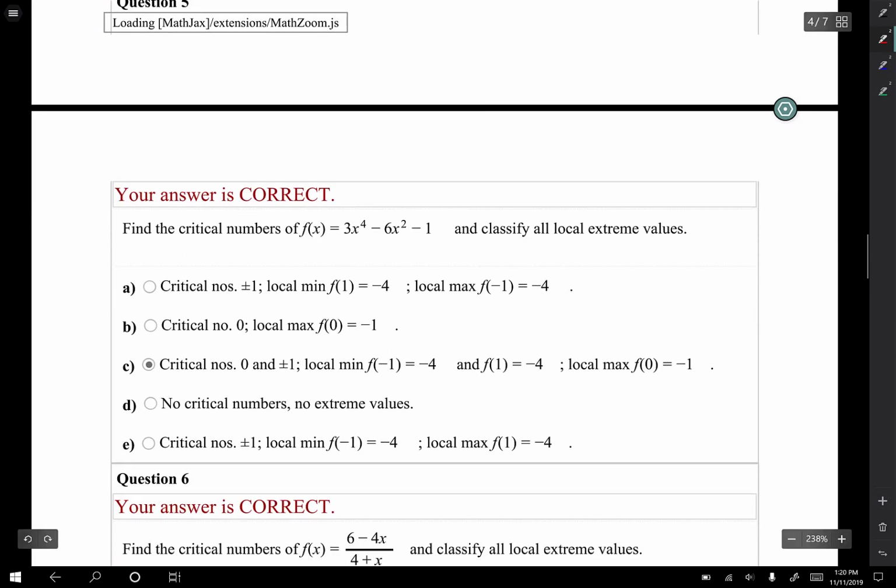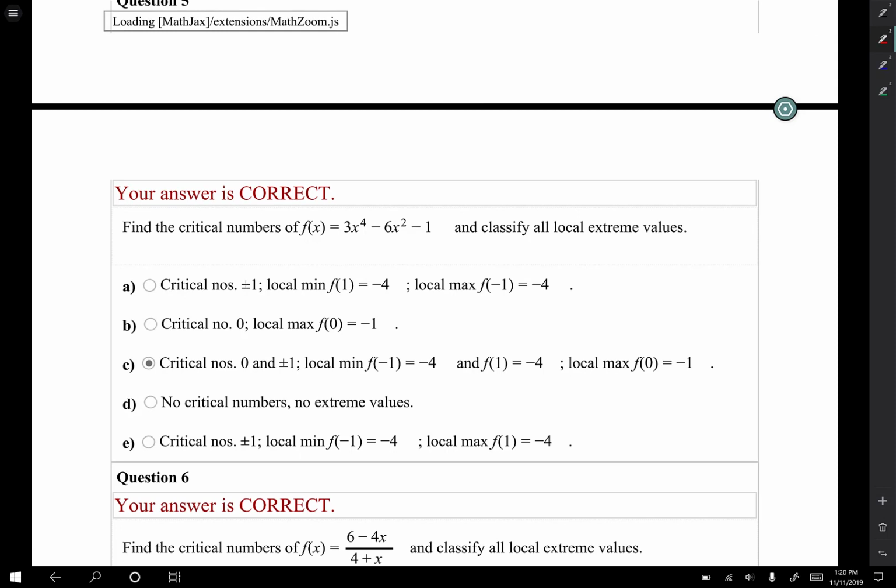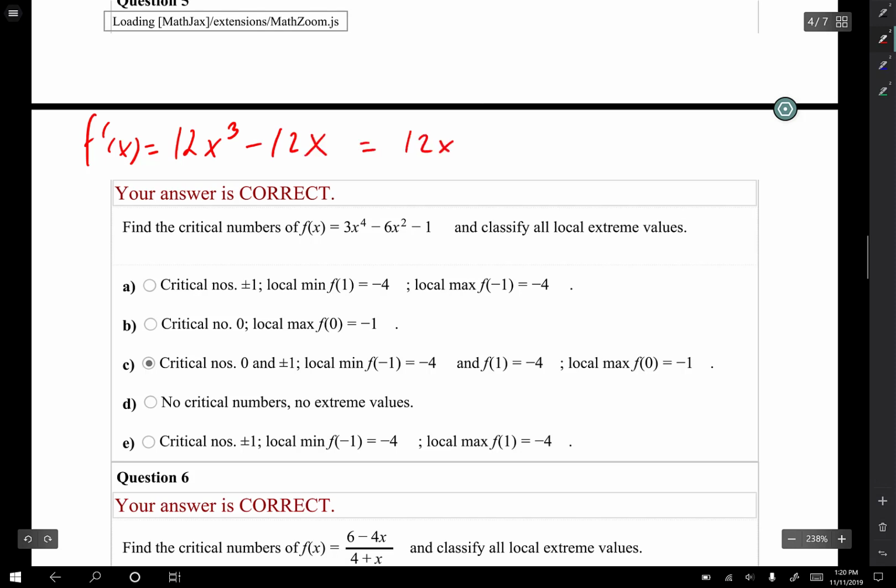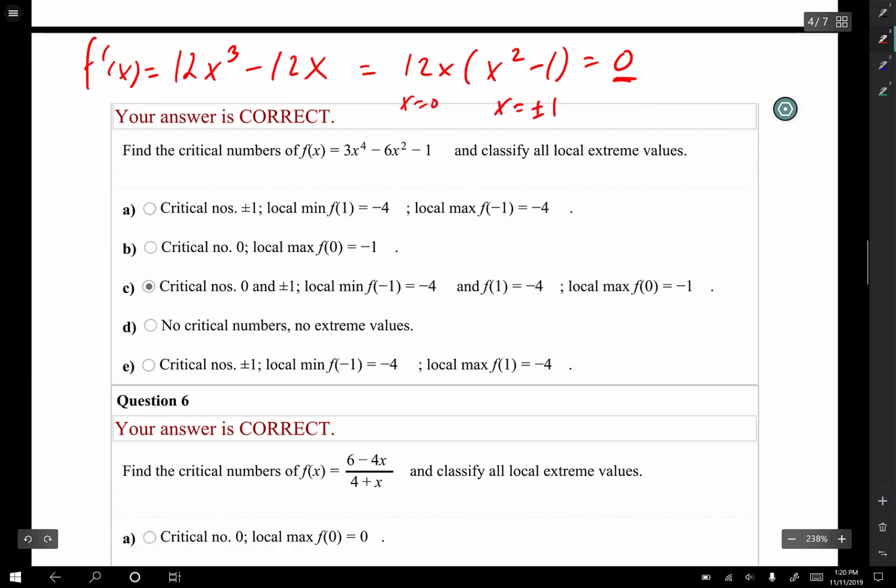Question 5. Find the critical numbers of this function and classify the local extreme values. So I'm going to take a derivative. So here we go. F prime of x is equal to 3 times 4, that's 12x cubed minus 12x. So I'm going to factor out a 12x. And when you do that, you have x squared minus 1 equals 0. So you set it to 0 to find your critical numbers, and you find that x equals 0 and x equals plus or minus 1. So that's what I'm going to look for first.